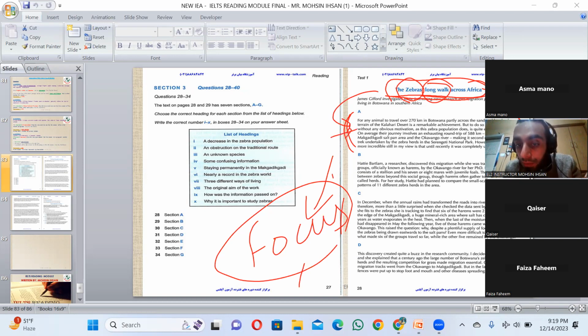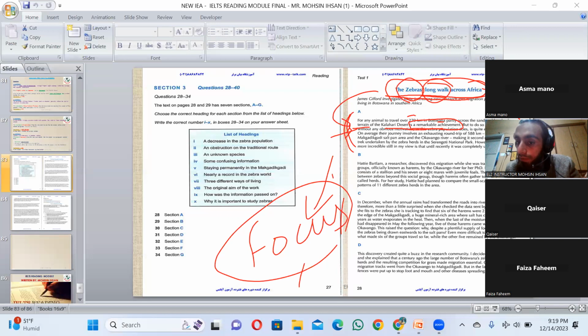Just now start. For any animal to travel over 270 kilometers in Botswana, partly across the sand and low bush terrain of the Kalahari Desert is a remarkable achievement. What is the achievement? That is remarkable. What achievement is remarkable?